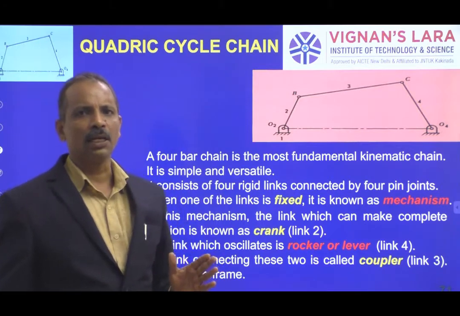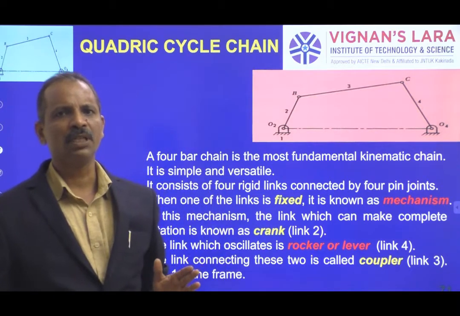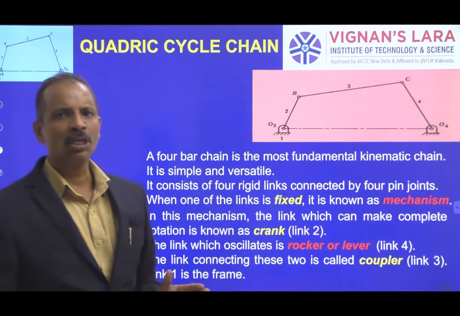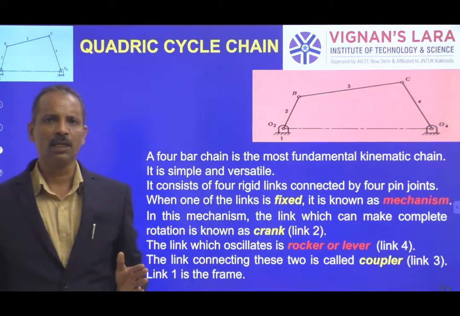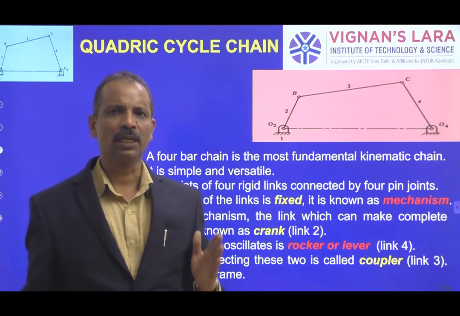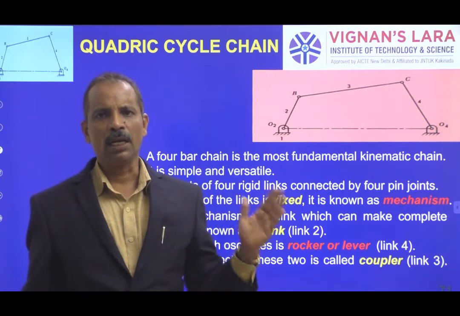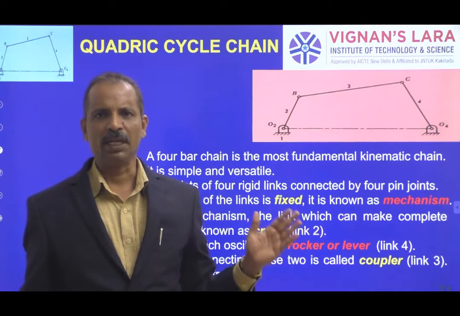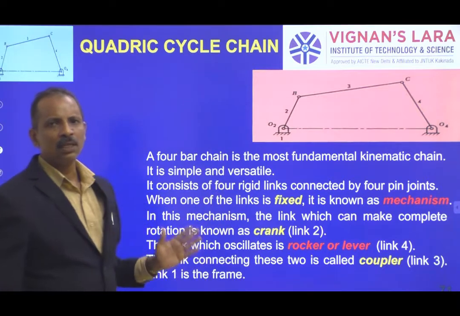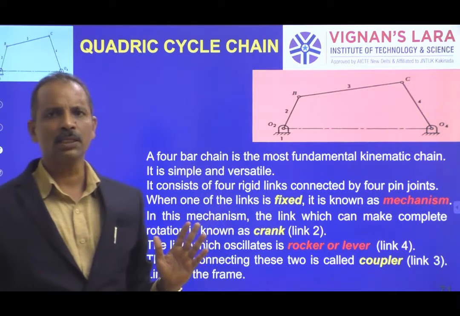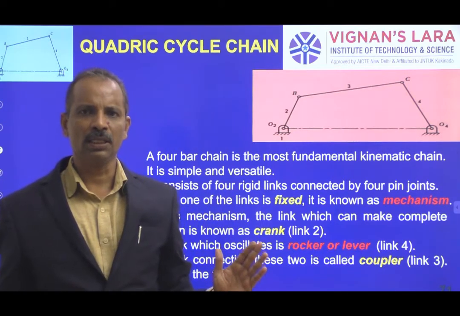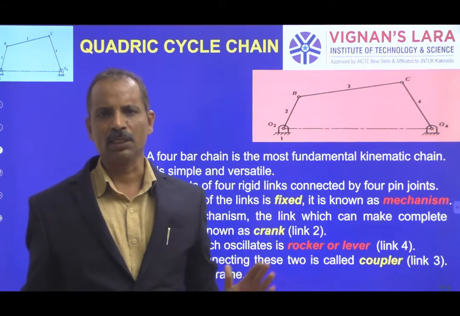A kinematic chain can be called a mechanism by fixing one of the links in the kinematic chain. That means you can fix any link in that kinematic chain, then it forms one mechanism. By fixing various links, we can get various mechanisms under that category of kinematic chain. So this is a quadric cycle chain, that means it consists of 4 elements, 4 links. We can fix any one of the links, then we get one particular mechanism.